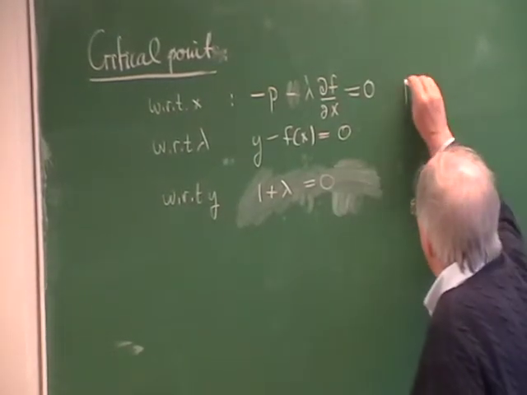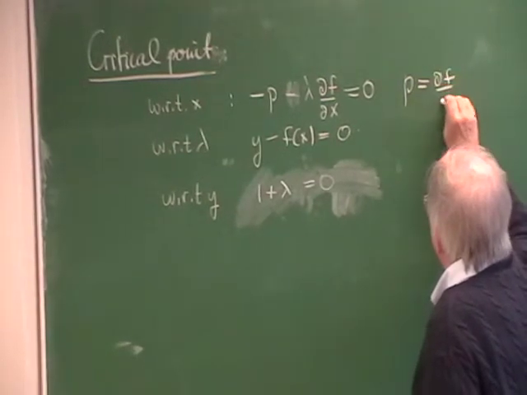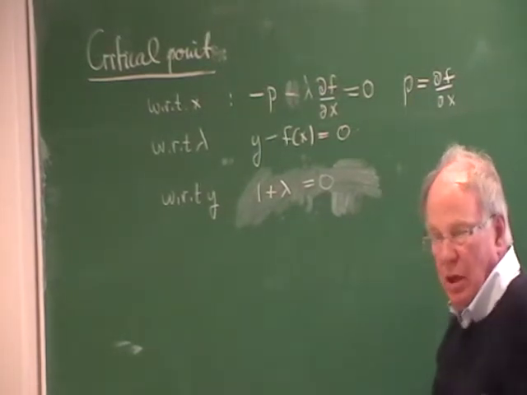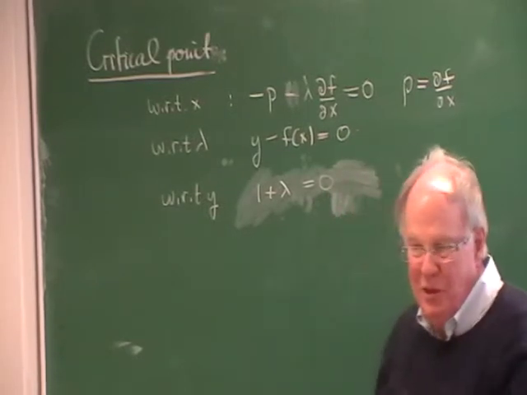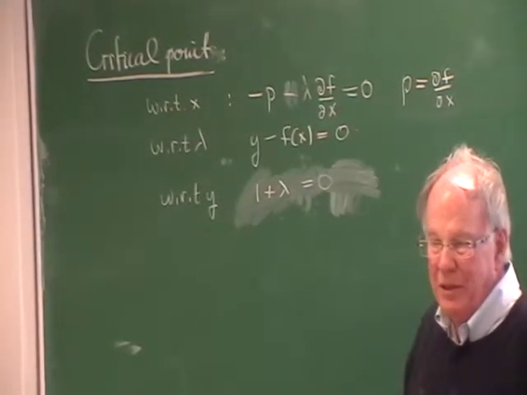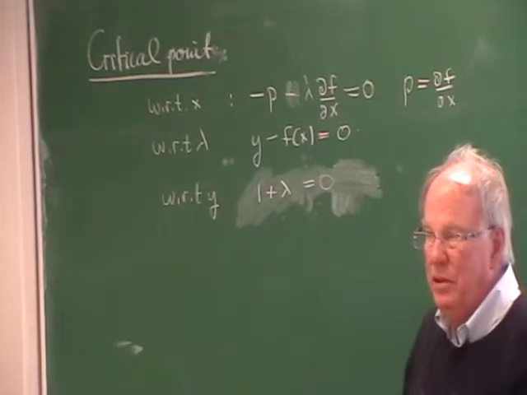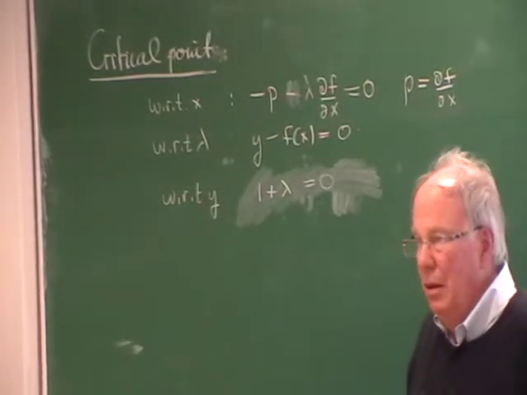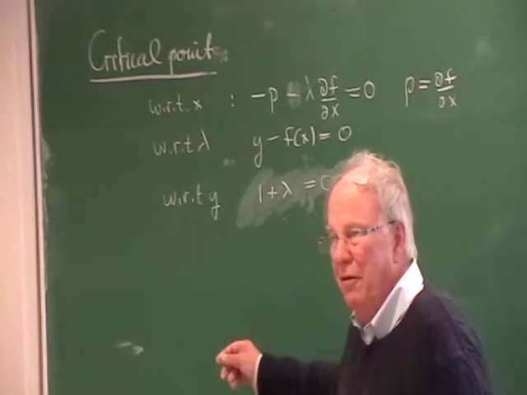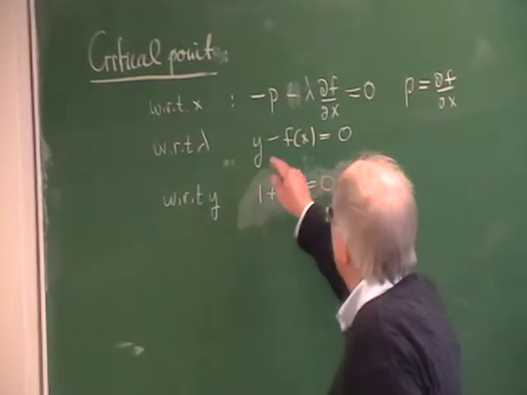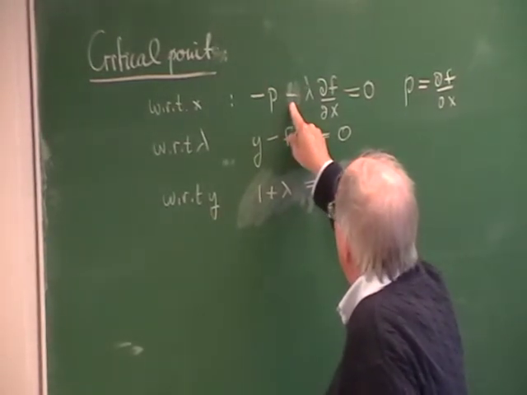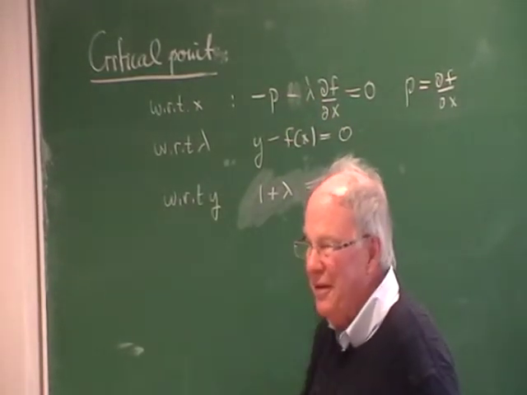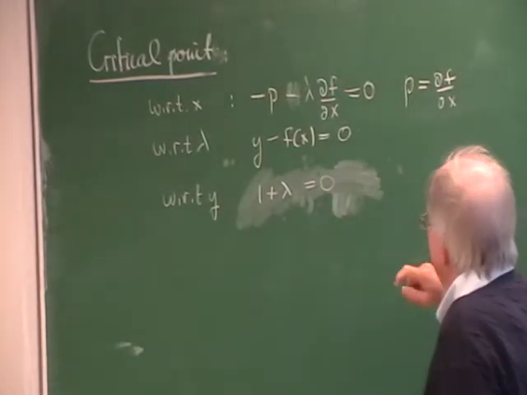And so this will be what I want, p equals df dx, right? What was lambda again? Lambda is the Lagrange multiplier. This is the whole business of how to find a critical point of the restricted problem, right? I think the signs are right now. This minus sign is because I had a minus sign in front of the f. Okay, everything's good.